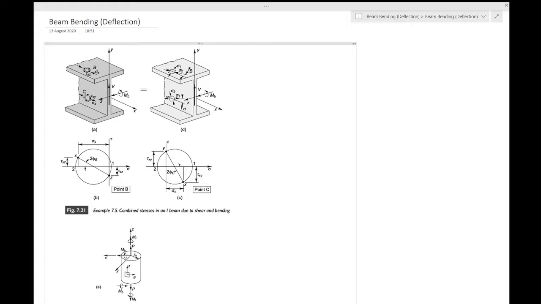So if one is interested in the possibility of yielding, or fracture, or a localized buckling, basically any mode of failure as such, it is necessary to examine the stress distribution in detail and to determine the state of stress at critical points in the beam.